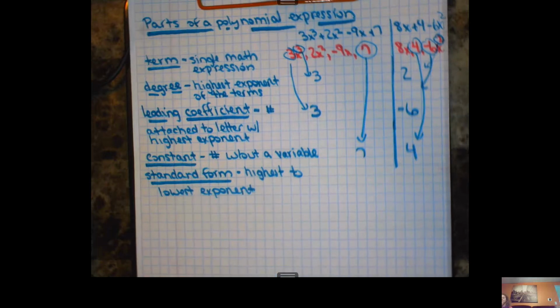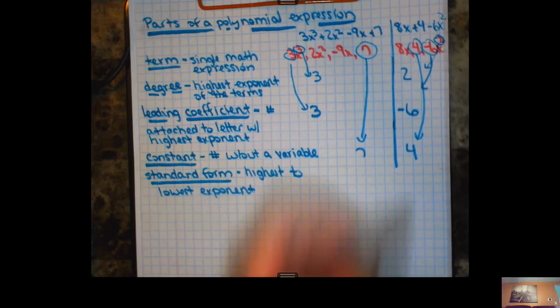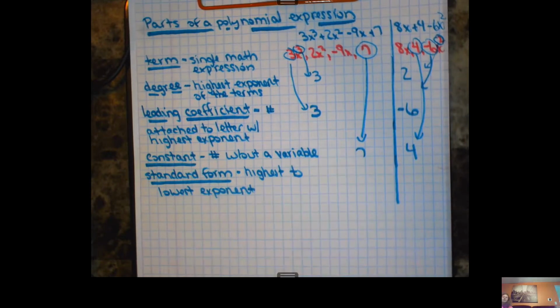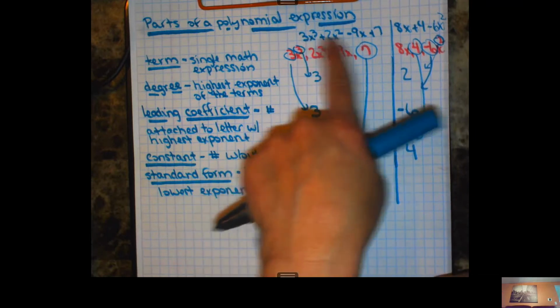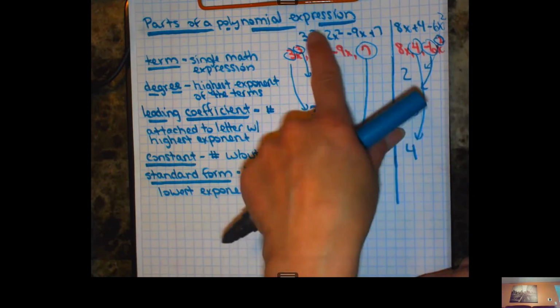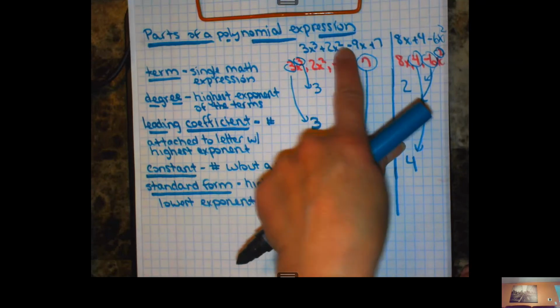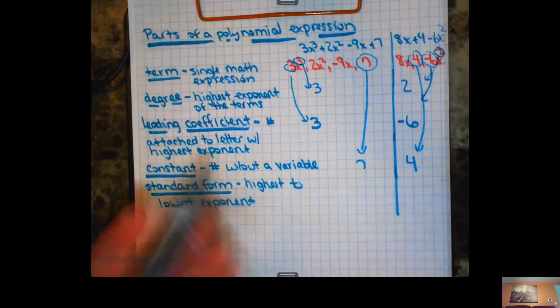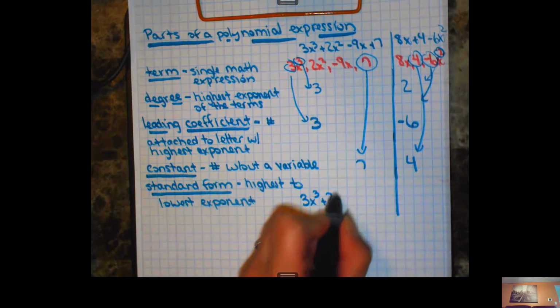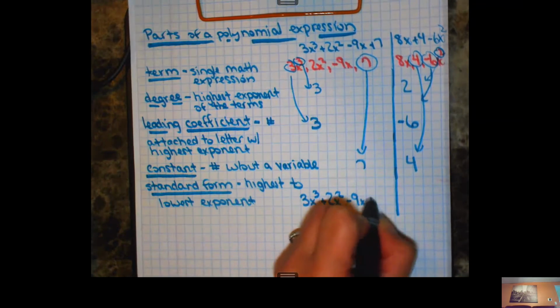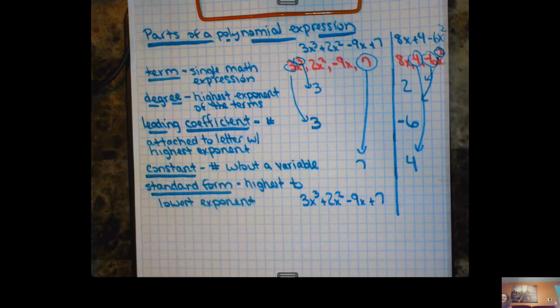Highest to lowest exponent. So if we look at this expression, it's already in standard form because the highest exponent is a 3, and then a 2, and then a 1, and then 7. So we're just going to rewrite it. So 3x cubed plus 2x squared minus 9x plus 7. That's in standard form.